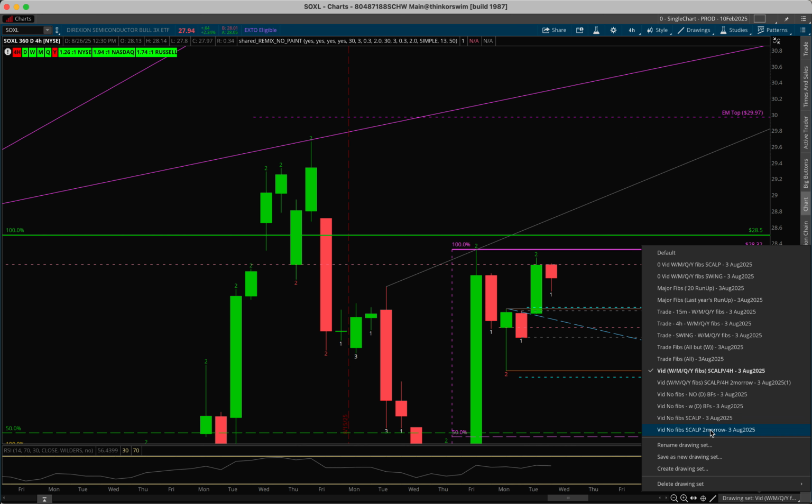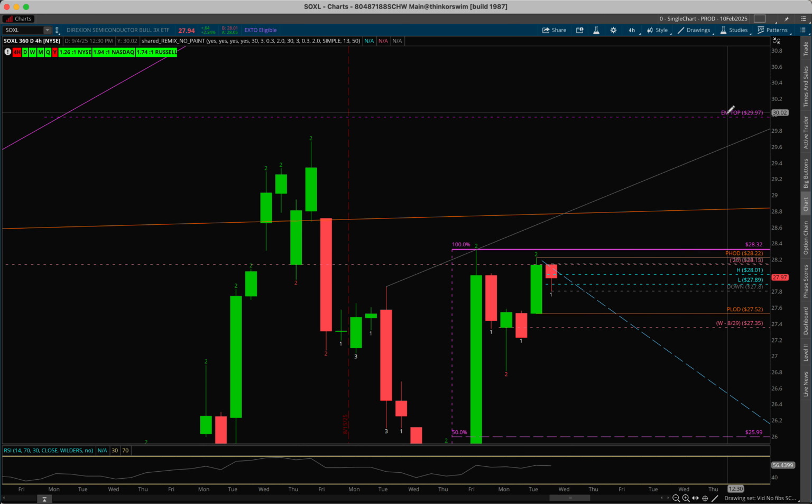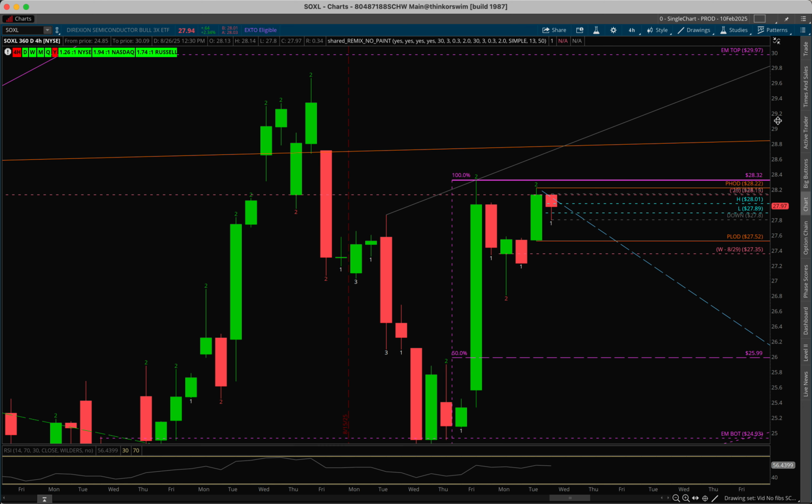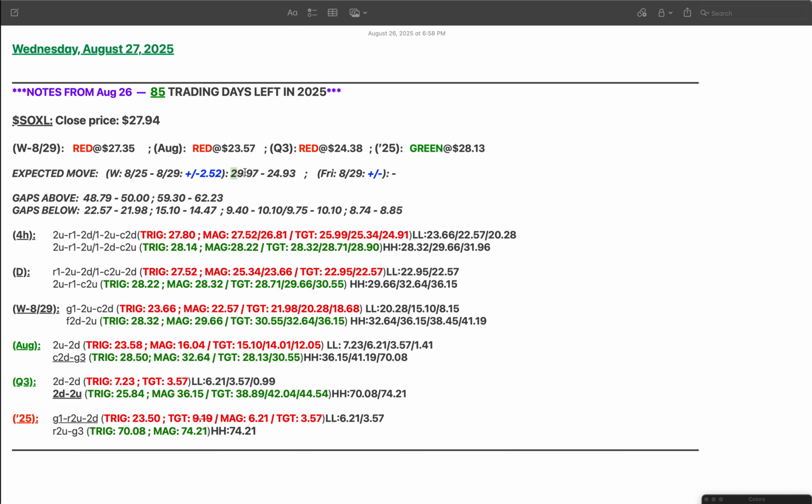So let's get back into our scalp for tomorrow. If we do get that push to the upside, we can expect maybe a little bit of resistance up here. It's not the end all be all. It doesn't mean price action has to stop there, but it's like a 70% chance that price action will remain within this 29.97 and this 24.93, which is the market maker's expected move to the downside, right? 29.97, 29.43. We know where the gaps are above. We know where the gaps are below, right?